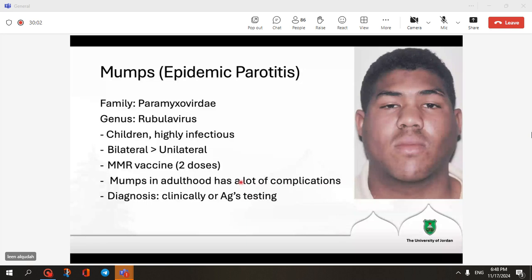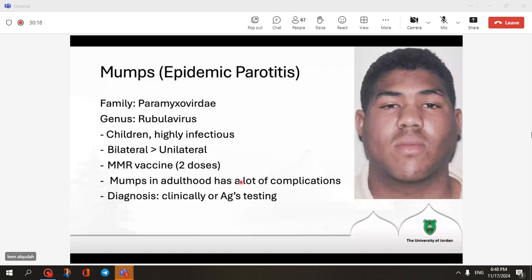The patient will be contagious until then. Usually, almost all of the mumps cases are bilateral. Only 25% of the reported cases were unilateral. So viral sialadenitis of mumps is usually bilateral.